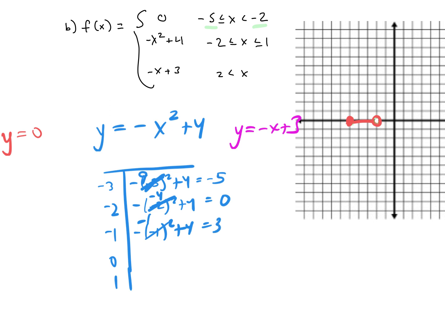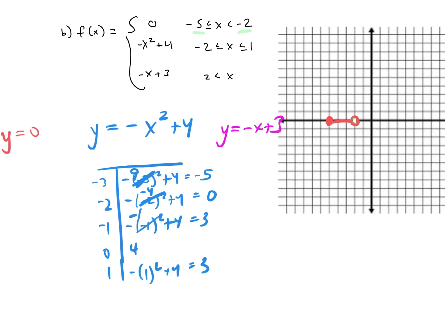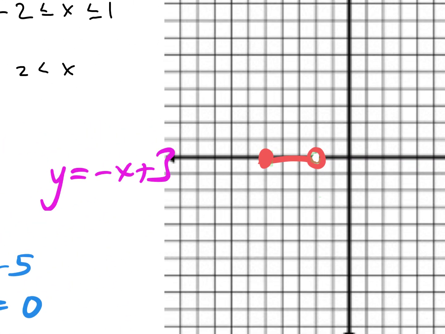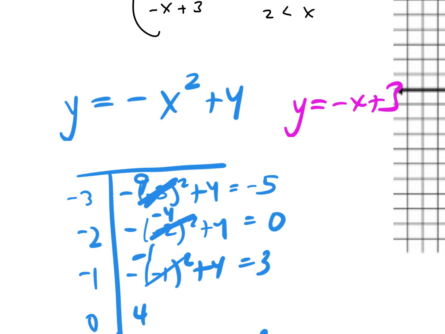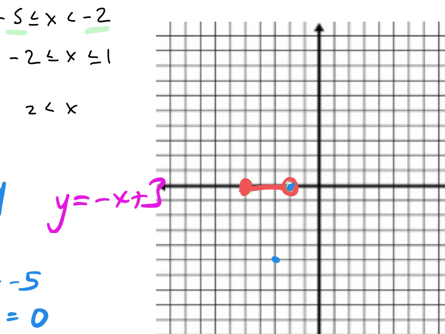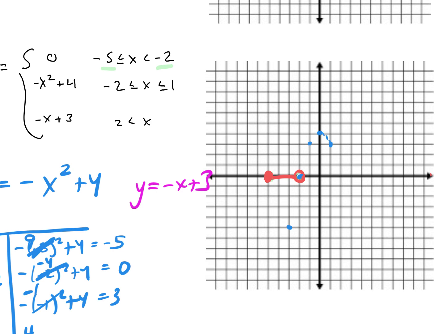If I plug in 0, what's 0 squared? 0. So -0 plus 4 just gives me 4. And then when I plug in 1, it's going to be the same as -1, but 1 squared is 1, and the negative's out in front, so this is going to give me 3. So if I plot these points, -3, -5, then it's -2, 0, 1, 3. Then here, then here. All right, so now, Alec, do you see now you have your shape of your parabola?